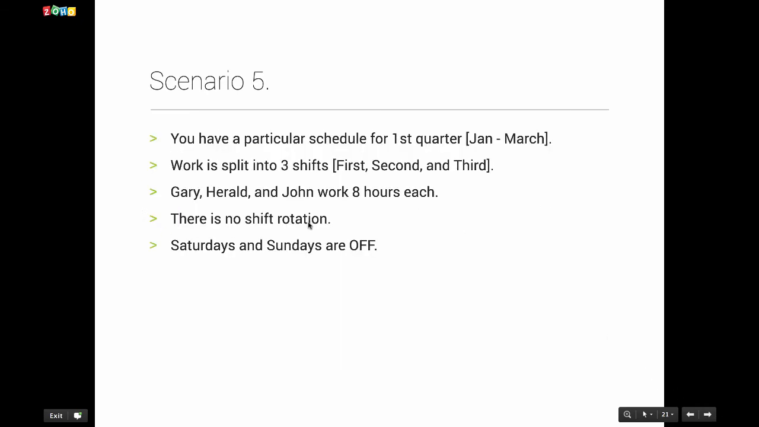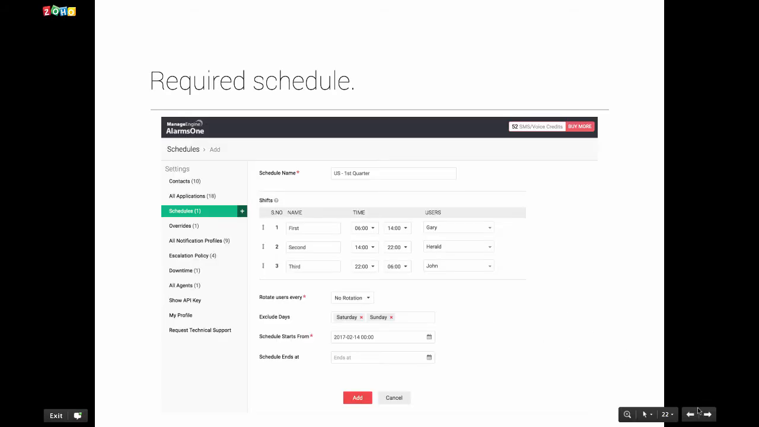Then I have this scenario 5. Here again, the similar schedule scenario with one different condition: my Saturdays and Sundays are off. I do not want to send notifications to my shift person on the weekends. So how do I do the configuration for this kind of scenario in AlarmsOne?